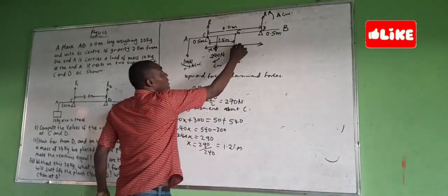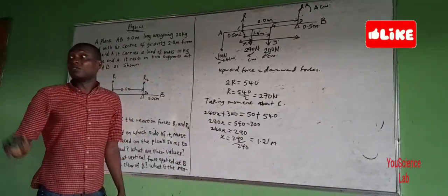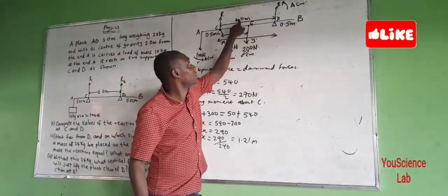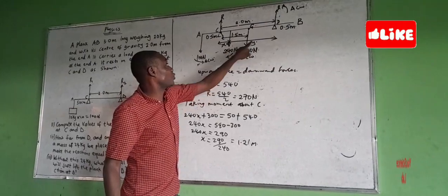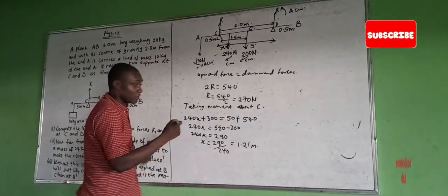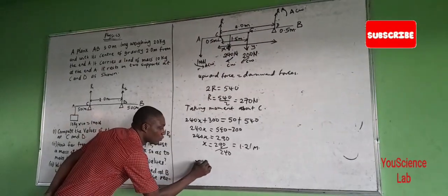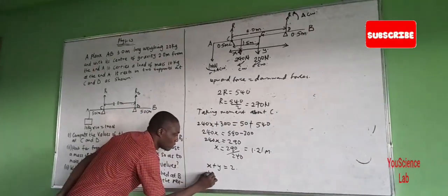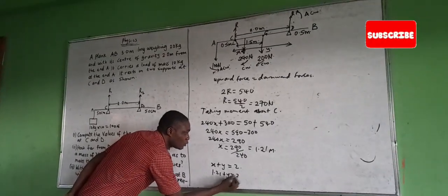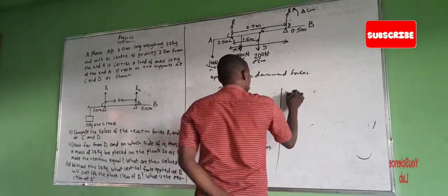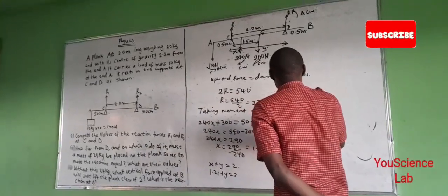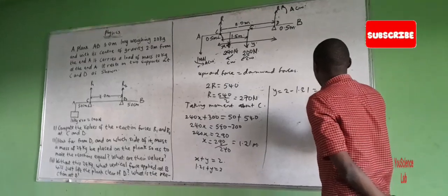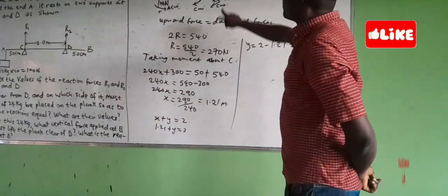Let's say the distance from D is y. If the distance from D is y, what is the total distance from C to D? 2. So x plus y is equal to 2. What is x? 1.21. Plus y is equal to 2. Therefore, y is equal to 2 minus 1.21, which gives us 0.79 meters.